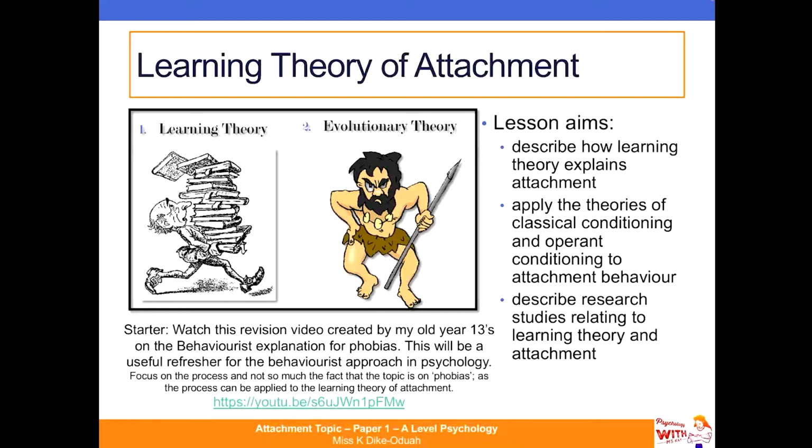In terms of our lesson aims, we want to be able to describe how the learning theory explains attachment and apply theories of classical conditioning and operant conditioning to attachment behavior. And there's also a third element, which we'll look at very briefly, being the social learning theory. And what you'll find is with the learning theory of attachment, there's certainly strong overlap with what you've covered in approaches concerning the behaviourist approach of human behaviour.